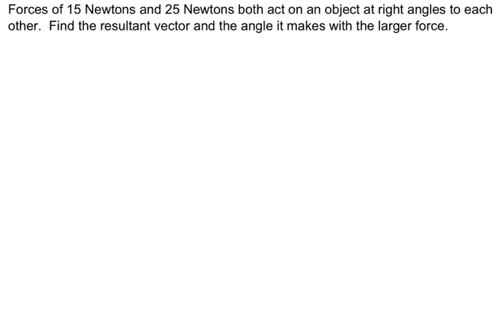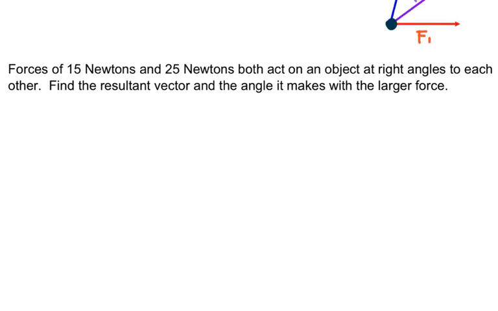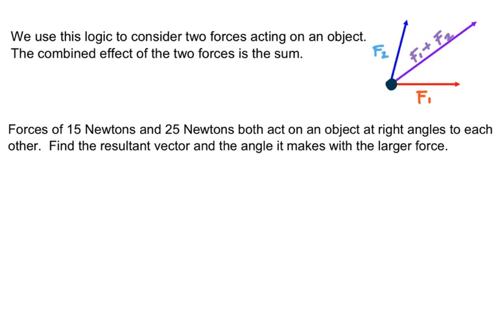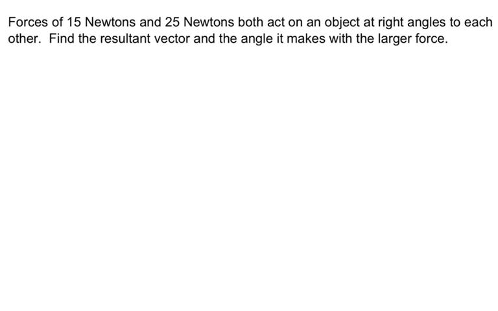We have forces of 15 newtons and 25 newtons acting on an object at right angles to each other. We want to find the resultant vector as well as the angle it makes with the larger force. So as I just said, and per that rule up above, this does not mean I can take 15 plus 25 and add them to get 40. The length of this is not going to be 40. All right, so we're looking for that magnitude of the combined forces.